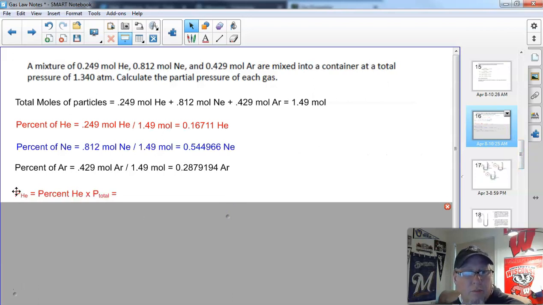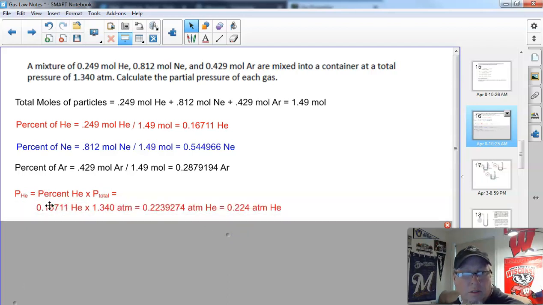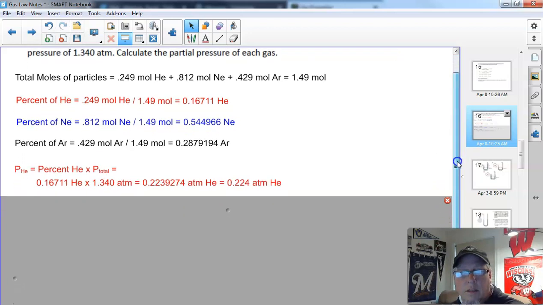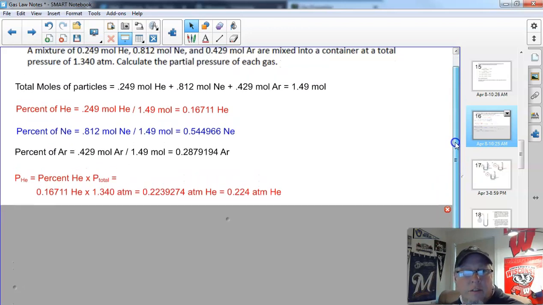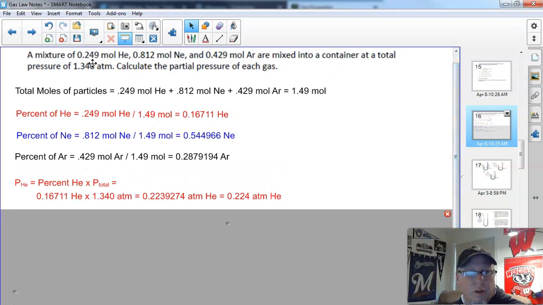If I want to know what the pressure of helium is, I'm going to take the percent of helium times the pressure total. This is my percent of helium. This was the pressure total from the problem. And I get this. Just for the record, up here in the problem when I was working this is 4 significant digits. This is only 3, which is why when I rounded my answer over here, I only have 3 significant digits.